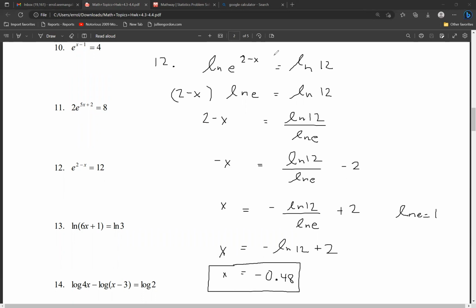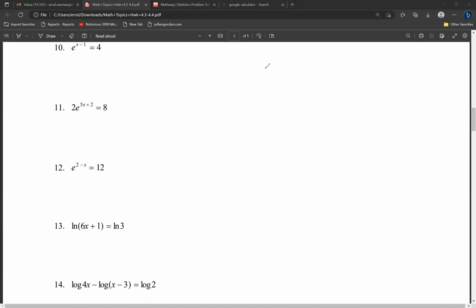All right, I'm gonna clear that. 13, we're on 13. Okay, so remember your log rules from the other day? This is addition right here, right? So that's really multiplication in your log properties. So we're gonna multiply those two.